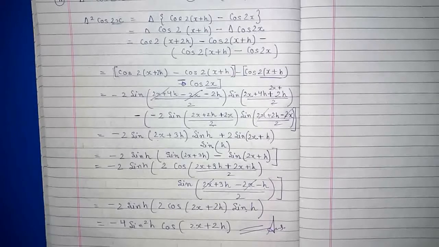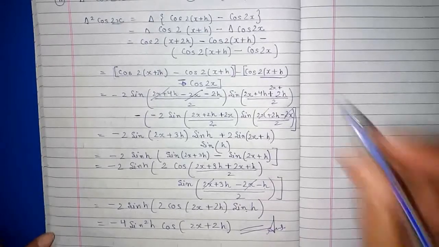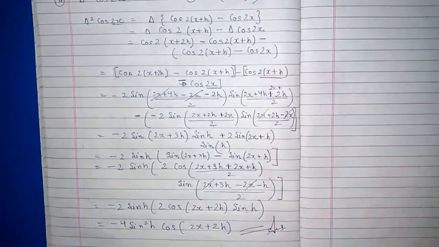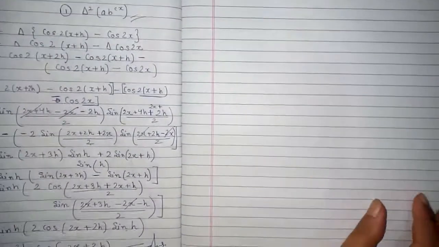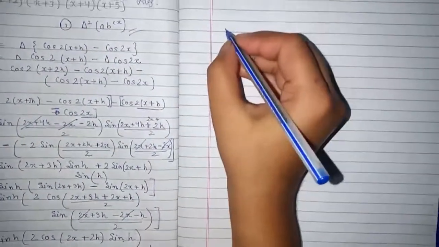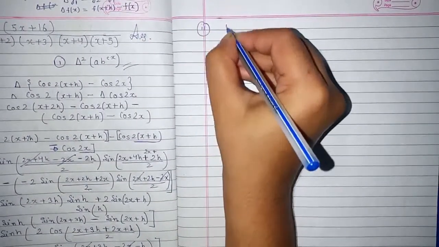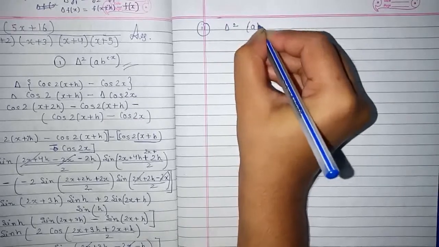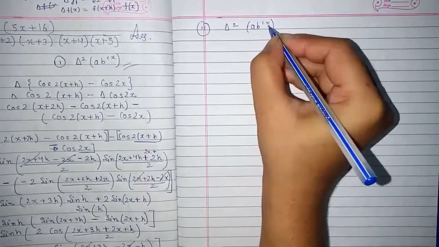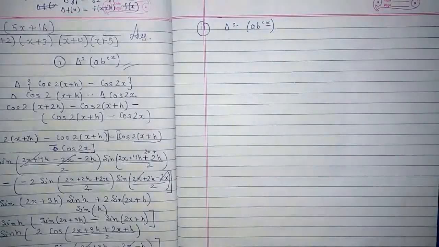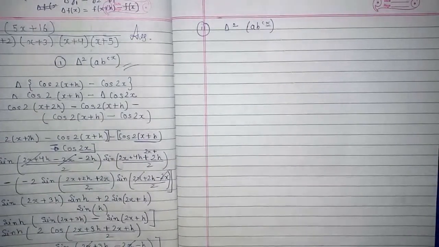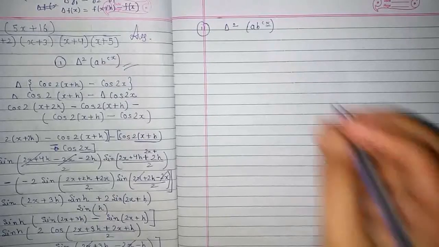So this was the answer. Now one more question is there, del square of abcx, this one. We are going to solve this question. The second question is del square of abcx. Wherever x is there, there only we will add 1. Add 1 means we will add h, and if we have to add again, we will add 2h. Like this we will continue.